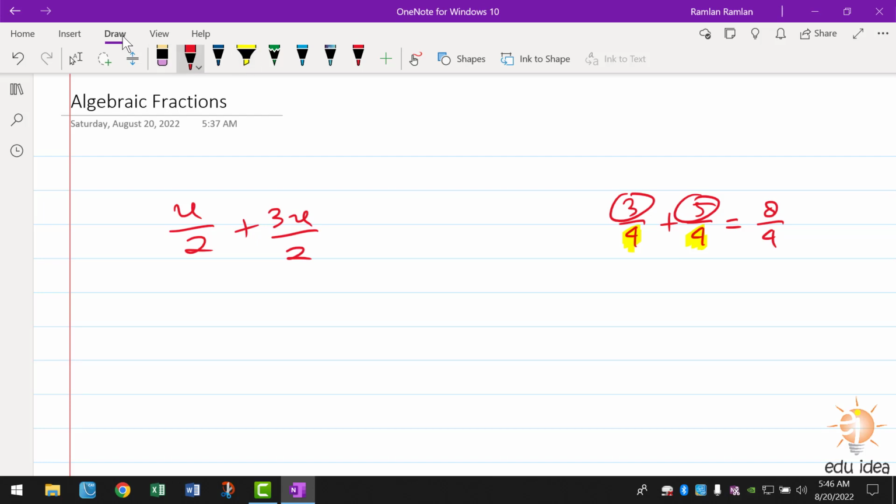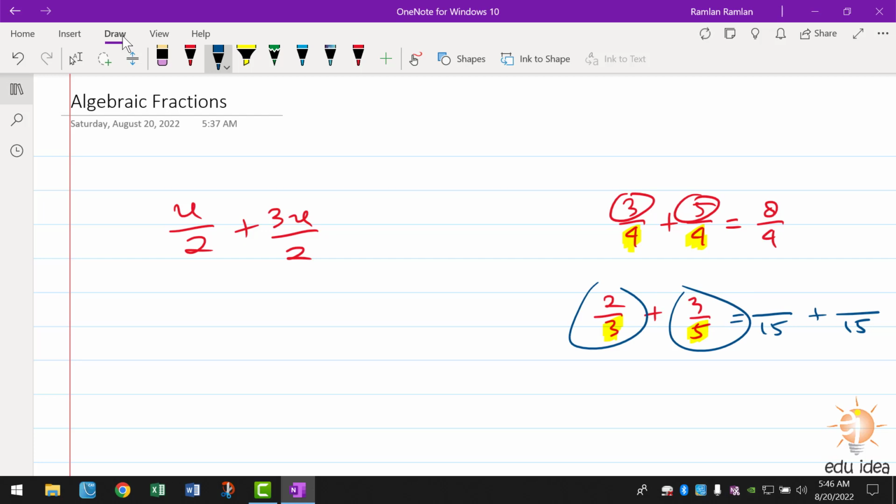For example, if I have 2 over 3 plus 3 over 5, when we add or subtract fractions, we need to make sure that the denominators are the same first, then we can add the numerators. So how can we make them the same? You just find the LCM of 3 and 5, which in this case is 15. So I'm going to write down 15 over here. Convert these two fractions into their equivalent fractions so that the denominator equals 15. Can you see that going from 3 to 15, you multiply by 5? So 3 times 5 equals 15.